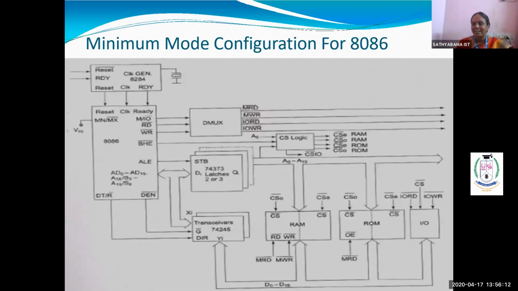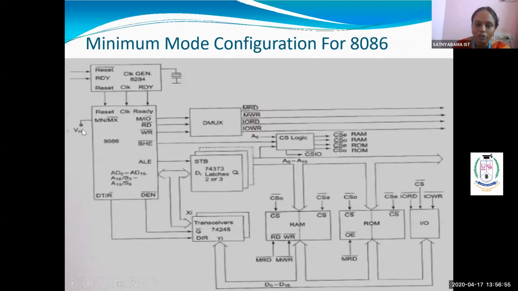Then one more thing, BHE bar and A0 will select odd memory and even memory. We have already discussed even memory and odd memory. So CS, what is CS? Chip select. So here we have seen RAM. RAM means random access memory. It will have both read operation and write operation. Okay. ROM means we have only read operation, no write operation. So by giving BHE bar and A0, I can get my CSE, means even memory bank. CSO means odd memory bank. Chip select even memory random access. Chip select odd memory random access. Chip select even memory, that is read only memory ROM. Chip select odd memory, ROM. Okay, so I can separate 4 signals from here.